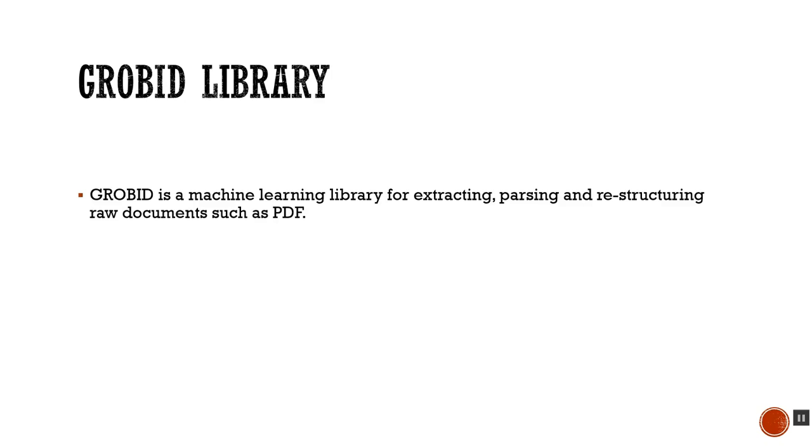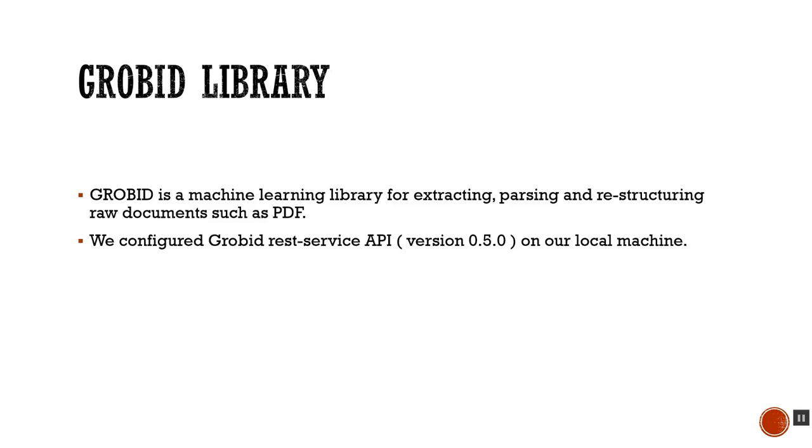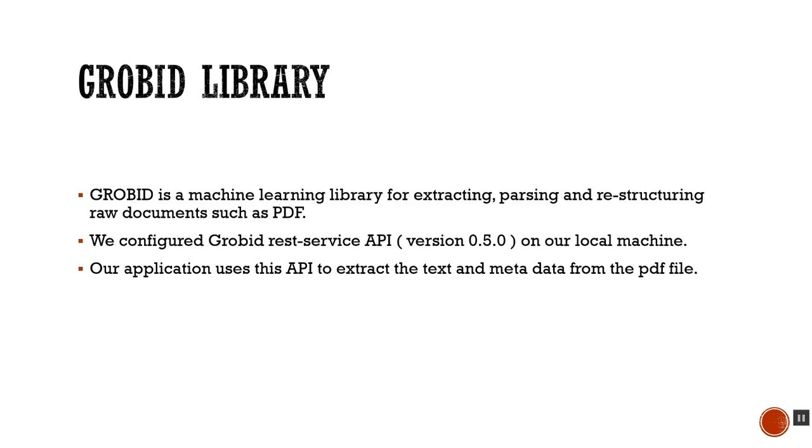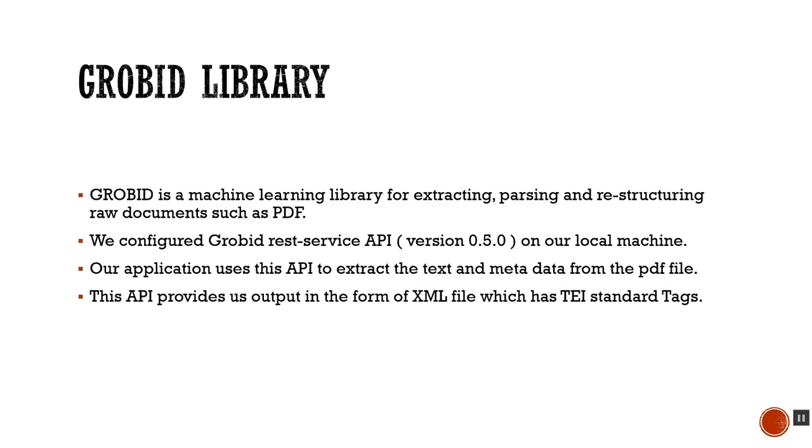In the first cycle, we were using PDFMiner to convert PDF to a text file. But its output was not accurate, so we decided to use the GROBID API. GROBID is a machine learning library for extracting and parsing and restructuring raw documents such as PDF. We configured the GROBID REST Service API version 0.50 on our local machine. Our application uses this API to extract the text and metadata of the PDF file. This API provides us output in the form of an XML file which has TEI standard tags.